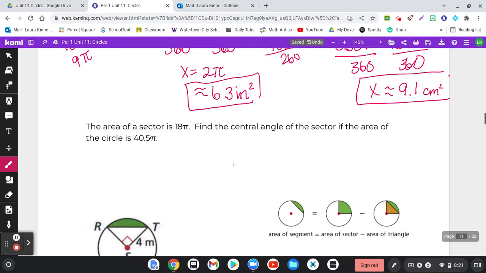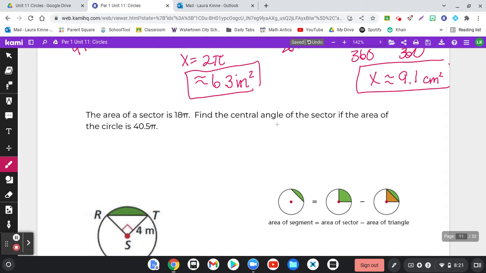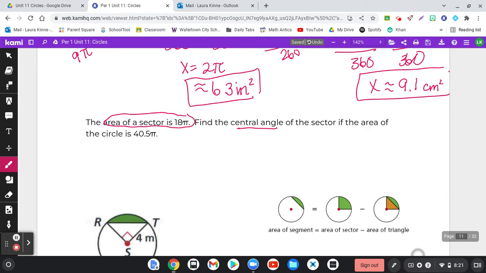Okay, this last one is a little different. It says the area of the sector is 18 pi. Find the central angle this time, if the area of the circle is 40.5 pi. So I know the area of the sector, 18 pi, over the whole area, 40.5 pi, equals the central angle, which we don't know. That's what we'll call x, over 360.